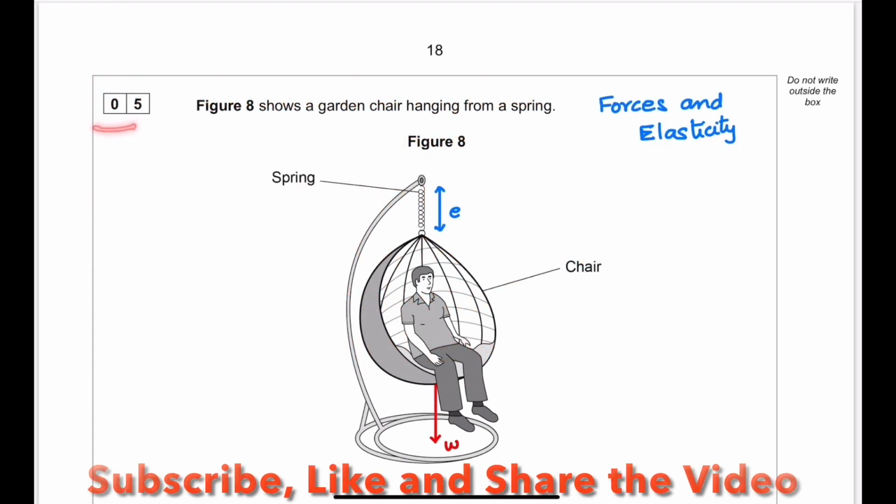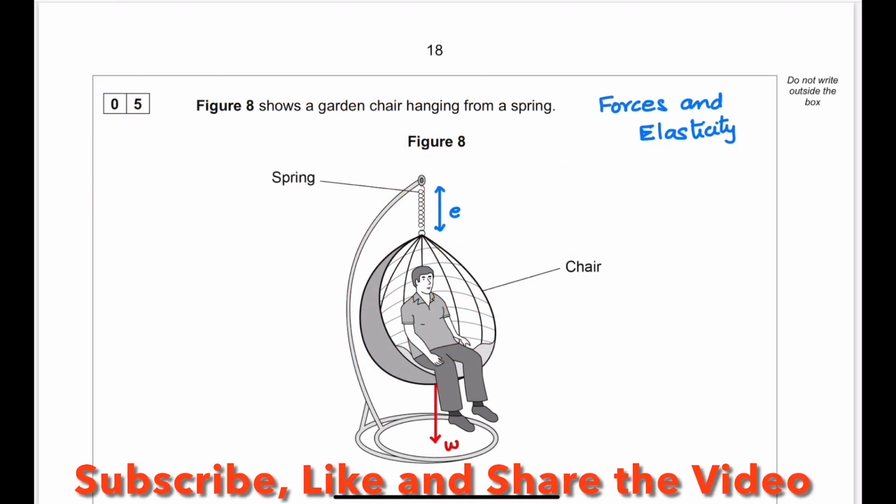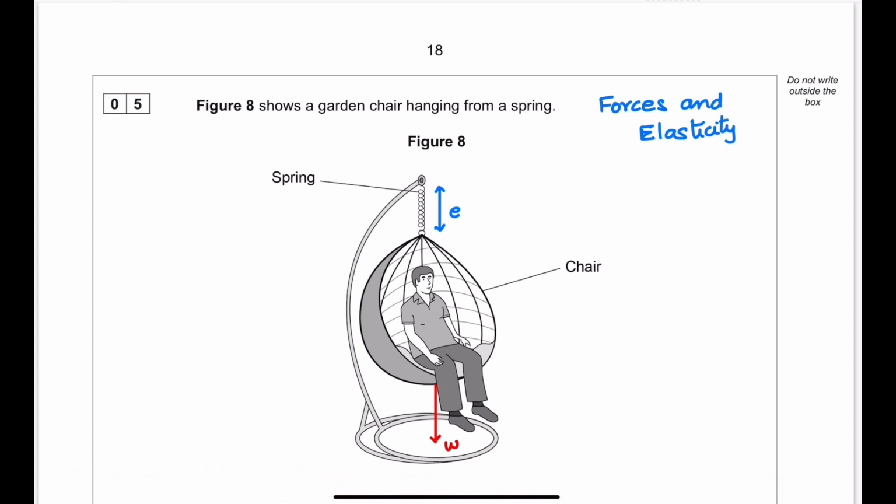Question number 5. Figure number 8 shows a garden chair hanging from a spring. This question is from the topic of forces and elasticity. We can see here a man is sitting on the chair. As a result of that, the weight is acting downward. As a result of this, there is an extension in the spring, which is represented by small e.